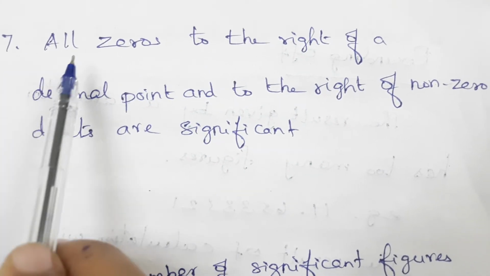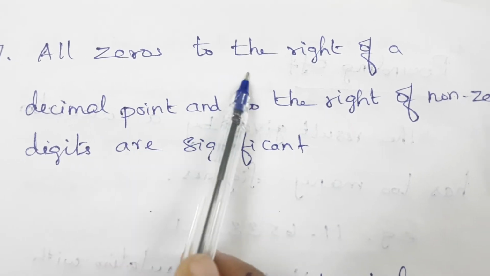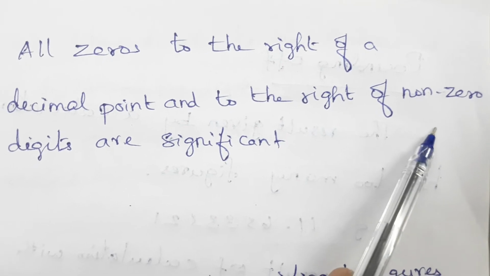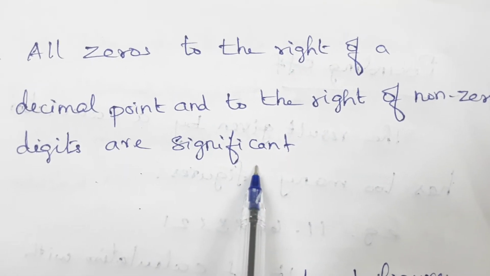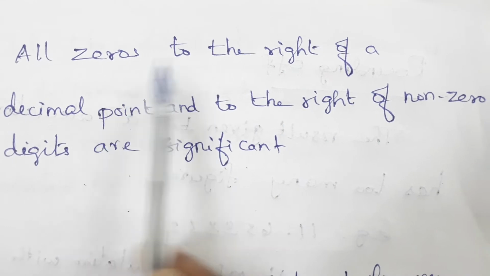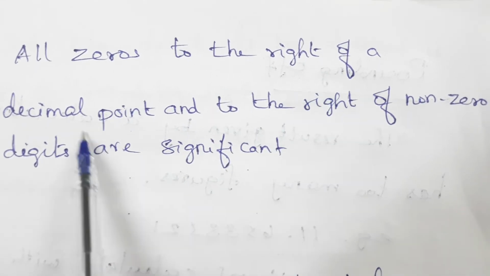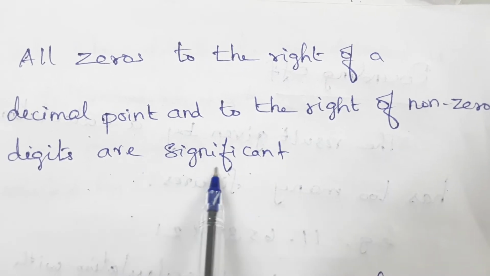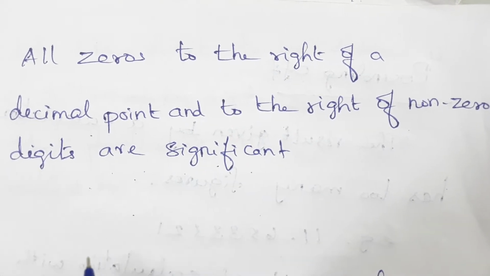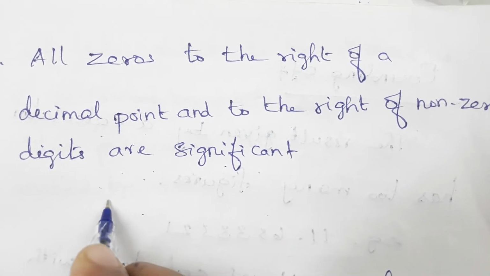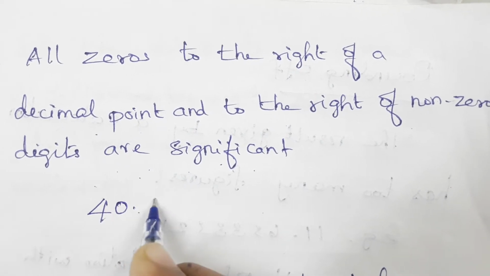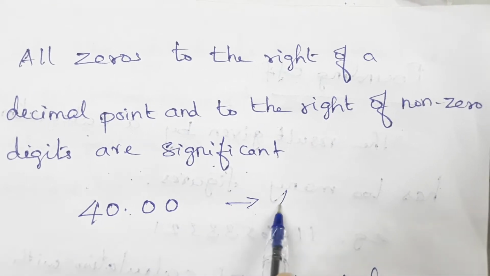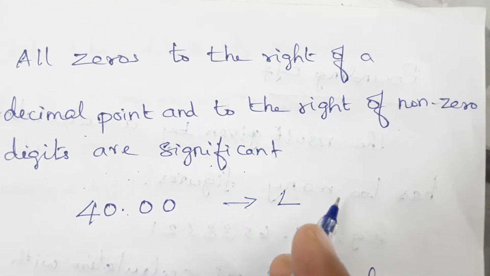The seventh rule is all zeros to the right of a decimal point and to the right of non-zero digits are significant. This comes under the number is greater than 1. For example, the number 40.00. It has how many significant figures? 4 significant figures.